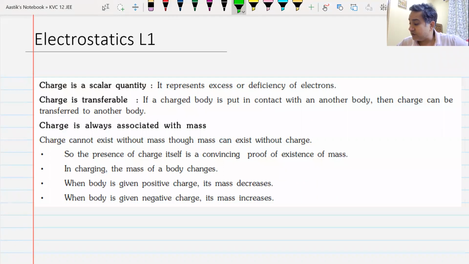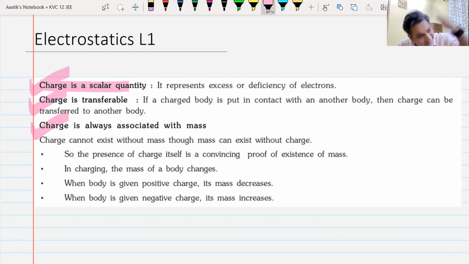Charge is a scalar quantity, we know this, yes or no? Charge is transferable. If you have two bodies, positive and negative charge, they can flow from here to there, yes or no? Charge is always associated with mass. Every charged particle has some mass. Charge cannot exist without mass, but mass can exist without charge. There can be bodies which have mass but no charge.